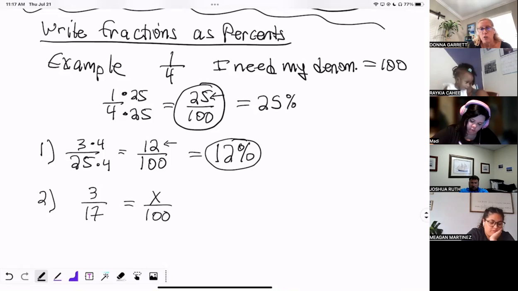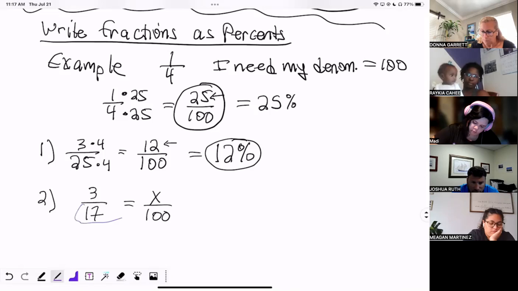This is like my shortcut. Remember my shortcut way? That's what Maddie was referring to. You can't always use a shortcut way. Then you have to go to cross multiplying. It all ties together. It's pretty cool.